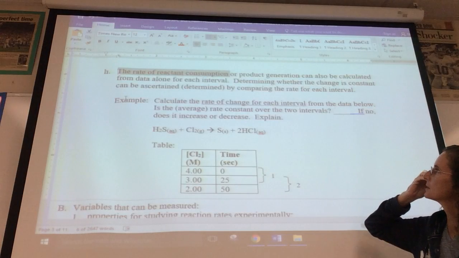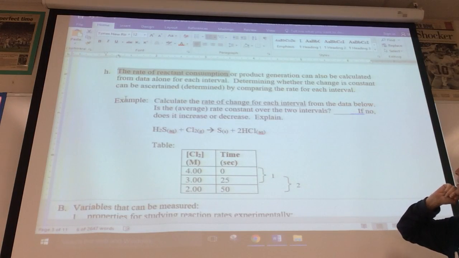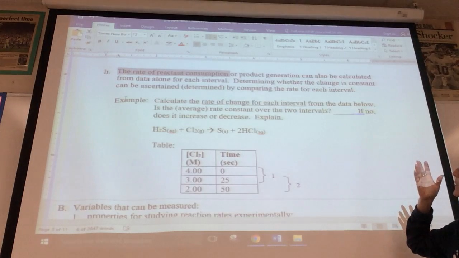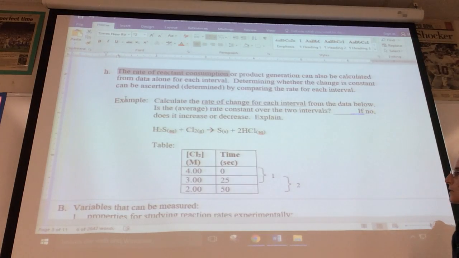And then you'll be tested on both chapters together. Don't think either chapter is that difficult, but when you put it together, it's just a lot of material. In any event, it says calculate the rate of change for each interval from the data below. Is the average rate constant over the two intervals? I'll show you how to do that. If it isn't, does it increase or decrease? And we'll walk through all different scenarios.